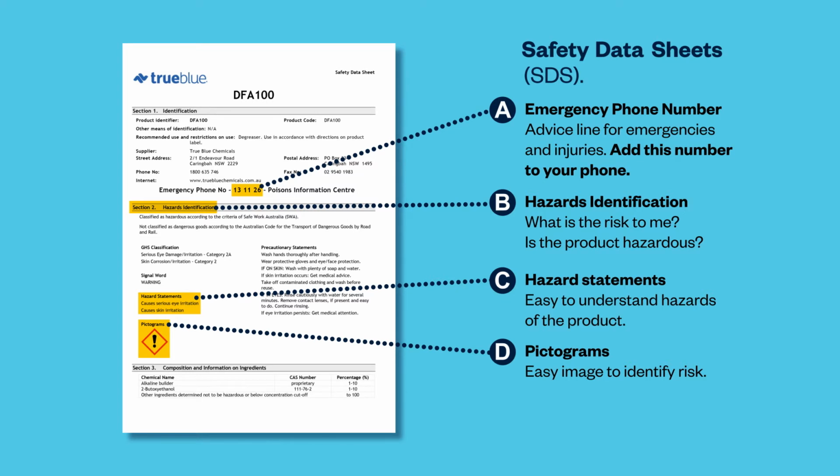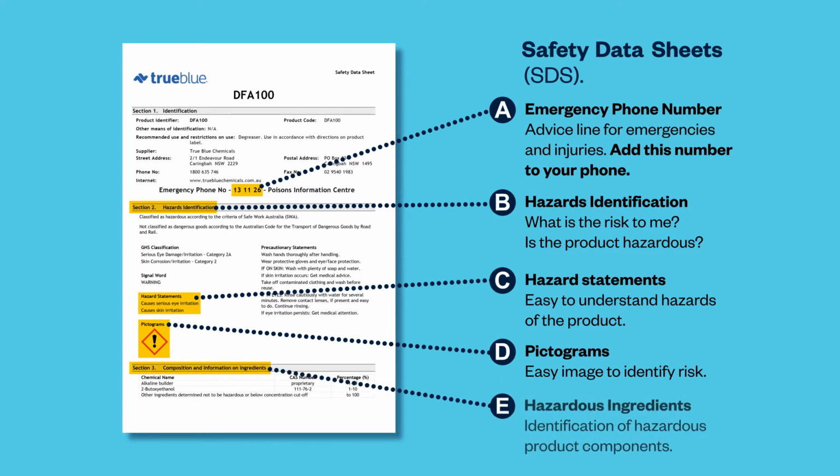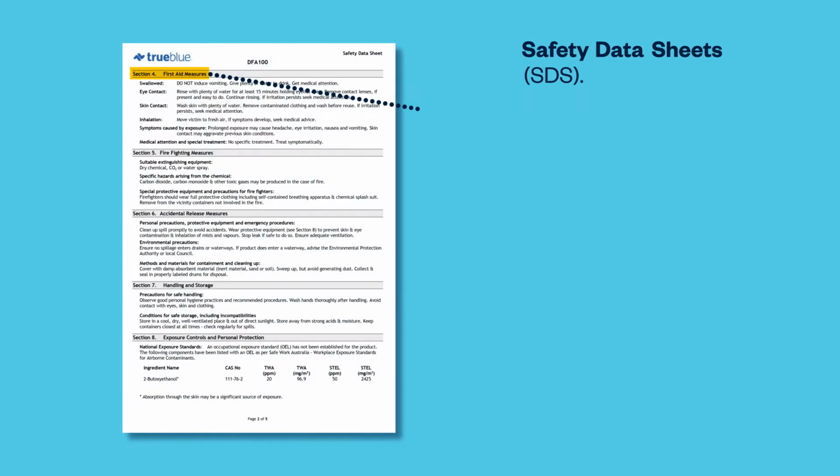Section 3 discloses all the ingredients which make a product hazardous. It's important to note that this is not a full composition disclosure, only those that pose a risk to the user when exposure occurs. Section 4 is the first aid section, that is, what to do in the first instance when you come in contact with the chemical.